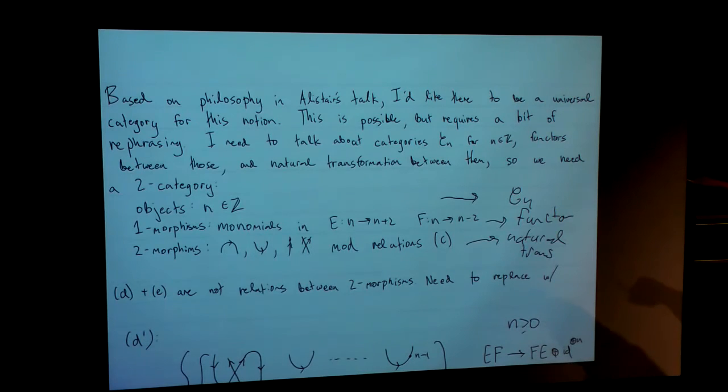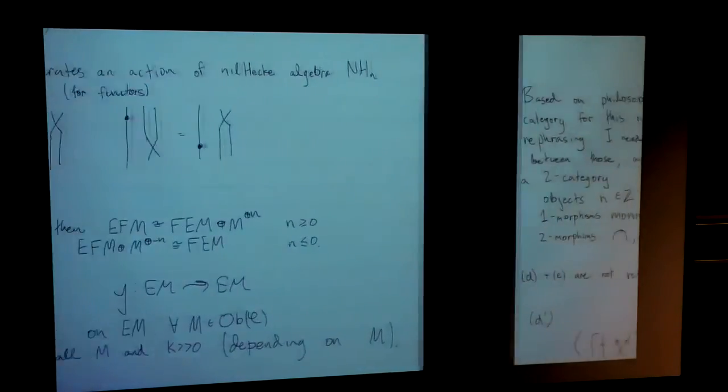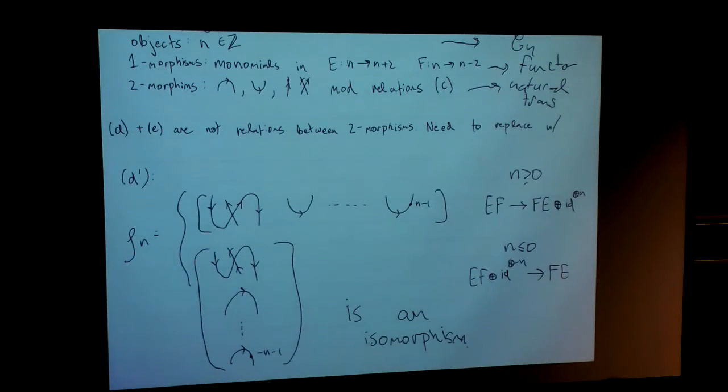And so what this 2-category is doing is it's sort of storing the functors and the natural transformations and the relationships between them in a universal way in everything else. Okay. But the problem is I have these conditions D and E that several people very rightly objected to, which are not relations on 2-morphisms. These are not things I can express as something in my 2-category. So I need some different version of these to be able to express this.